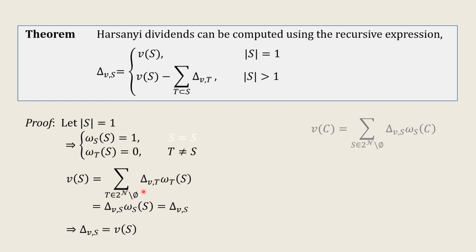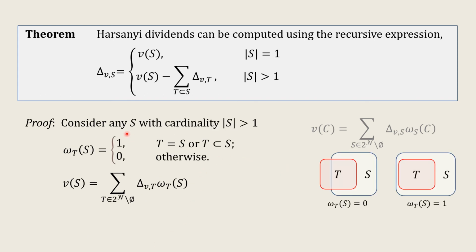This is 0. So there's only one term in this summation for which omega is equal to 1, and that's when t equals s itself. And so this is equal to 1 in that case. So we have v of s equals delta s omega ss, which is equal to delta of s. So v of s equals delta of s. So for cardinality 1, we have verified this expression.